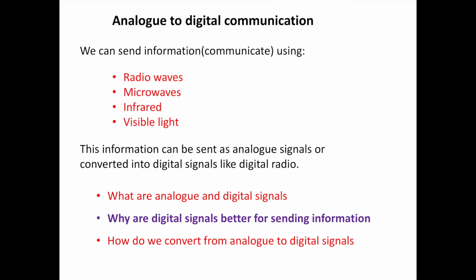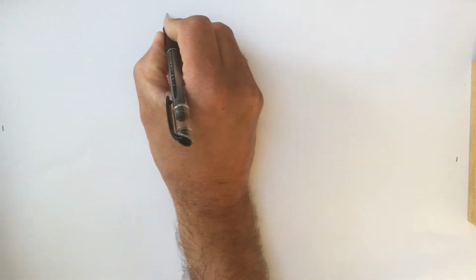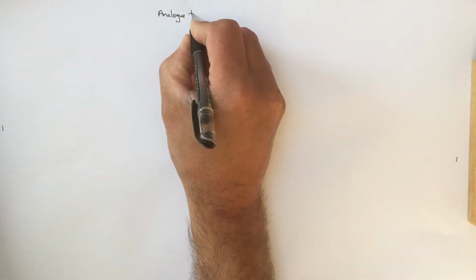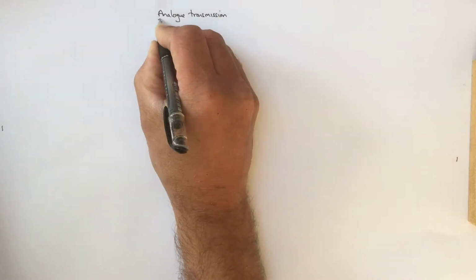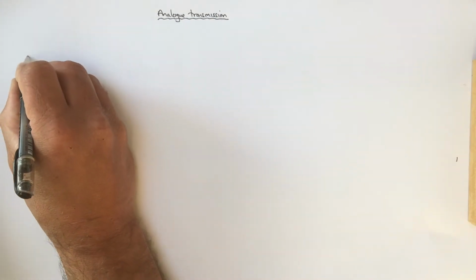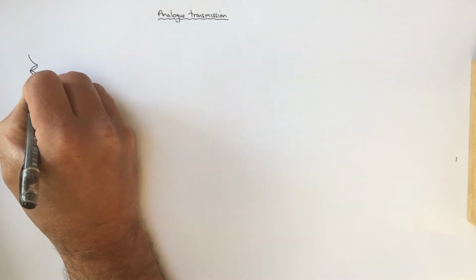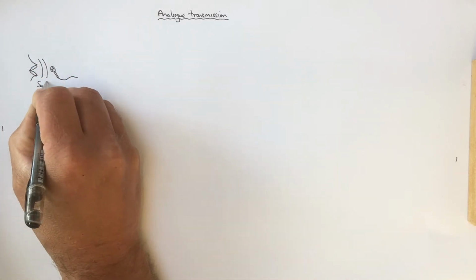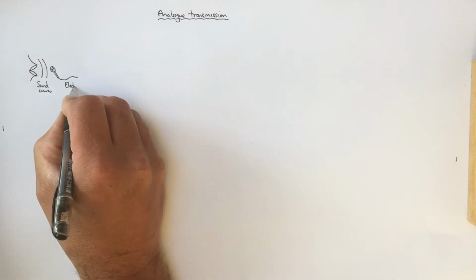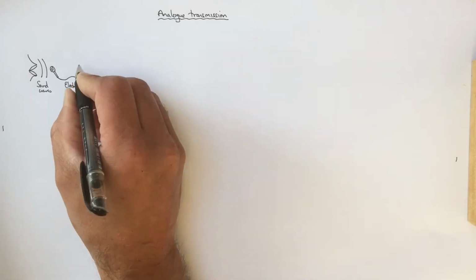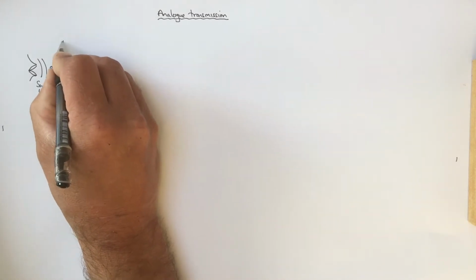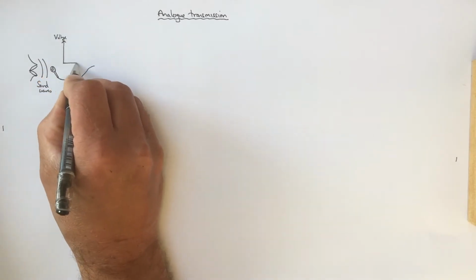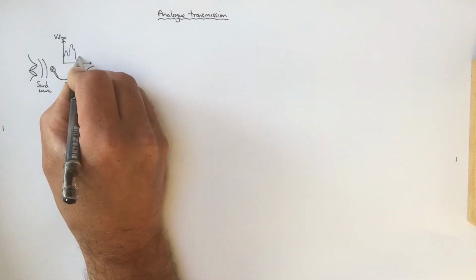Secondly, why are digital signals better for sending information? So how are analog signals transmitted? Well, a good example is to look at radio. We'll look at how it works with analog signals and then look at how it works with digital signals. So if you take the presenter in the studio, when they're talking, they produce sound waves, which the microphone converts into electrical signals. These electrical signals are analog.